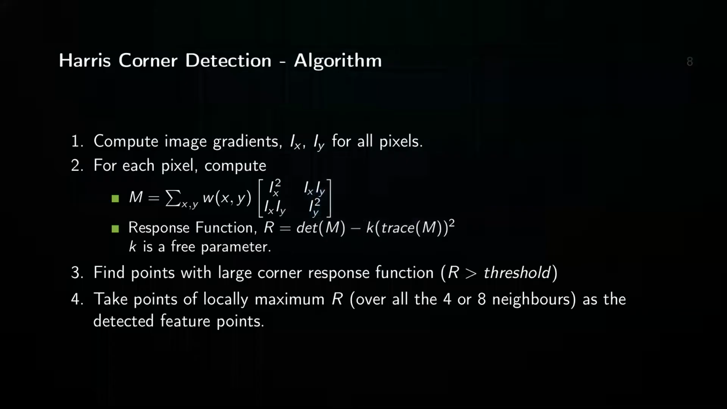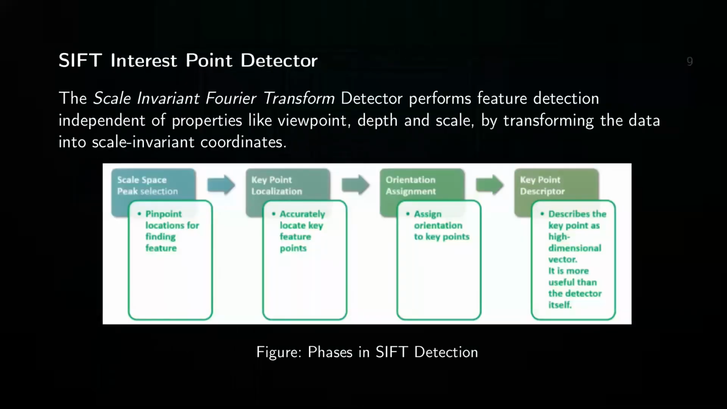Okay, so let's continue. The second algorithm is SIFT interest point detection. This is the scale invariant feature transform, where feature detection is independent of properties like viewpoint, depth, and scale, which happens by transforming the data into scale invariant coordinates. I won't go into the depth of the algorithm, but it consists of four phases. Scale space peak selection, where the locations are pinpointed on the basis of whether or not the features hold true over multiple scales and hence passed forward accordingly.